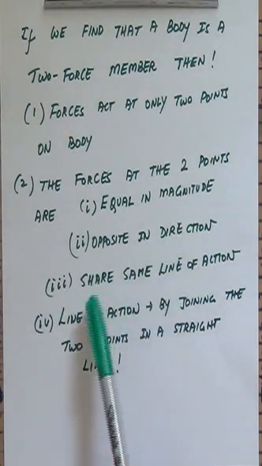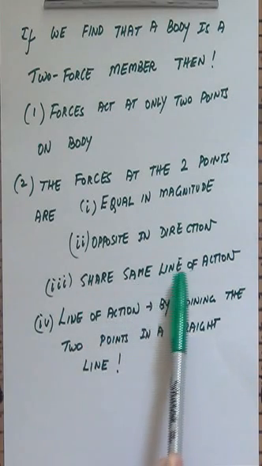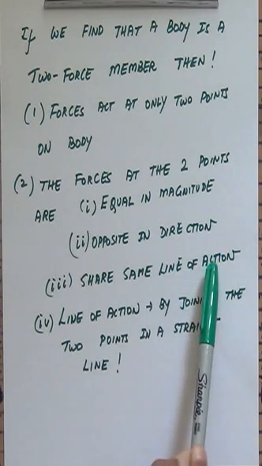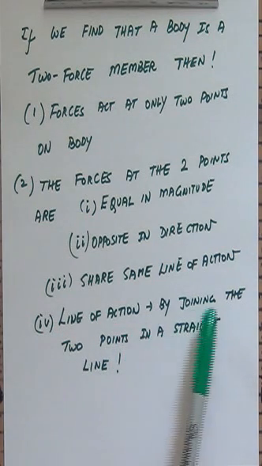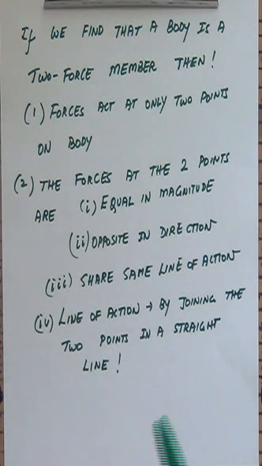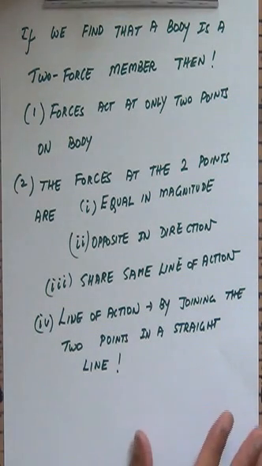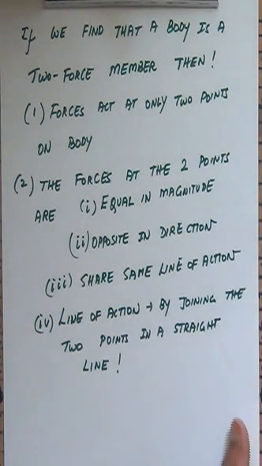They are opposite in direction, and they share the same line of action, which means that they are collinear. And the important thing is that their line of action is obtained by joining the 2 points on the body on which the forces are acting by a smooth straight line. So with this being said, the same problem could have been given in the following form.